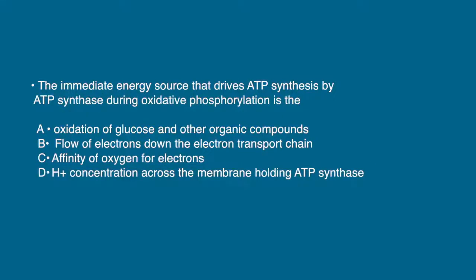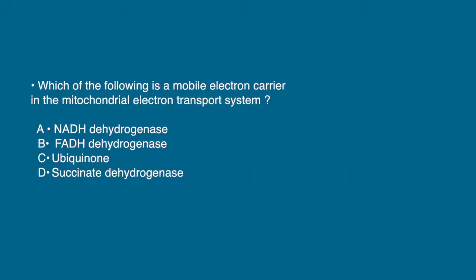Second question, which of the following is a mobile electron carrier in the mitochondrial electron transport system? A. NADH dehydrogenase, B. FADH dehydrogenase, C. ubiquinone, D. succinate dehydrogenase. See, ubiquinone and cytochrome C are the two mobile electron carriers in the mitochondrial electron transport system, you know. So, here the answer is C.